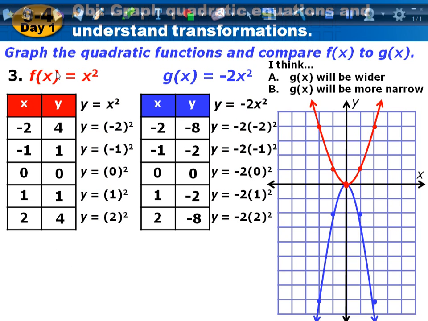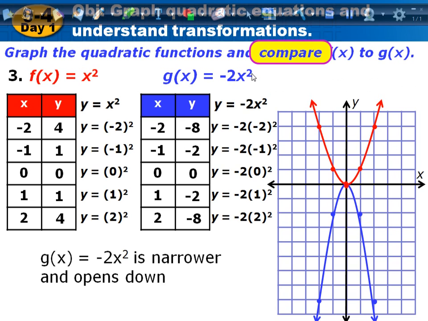So here's what you're going to do. You're going to write down number 3, f of x equals x squared, g of x equals negative 2x squared, and you're going to write the compare. You're going to write this part right here. G of x equals negative 2x squared is narrower and opens down.